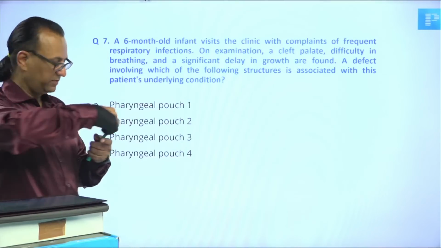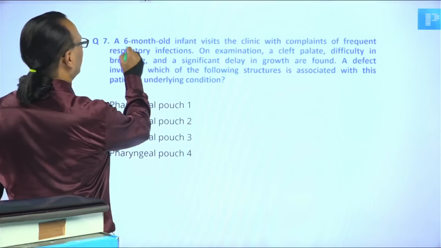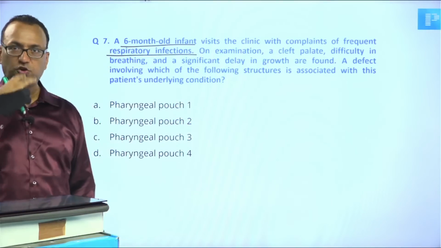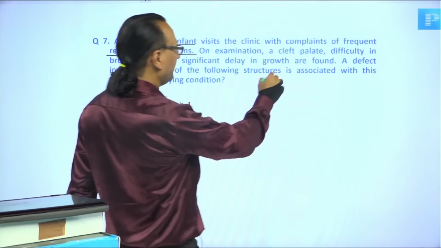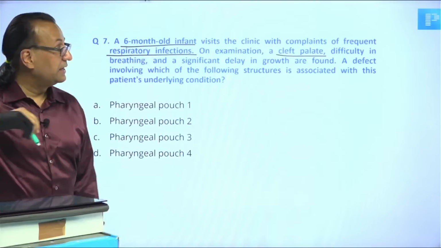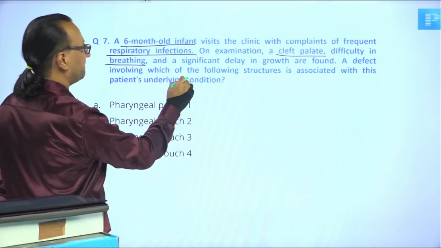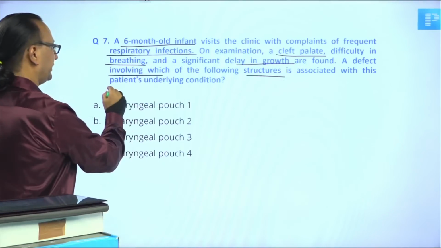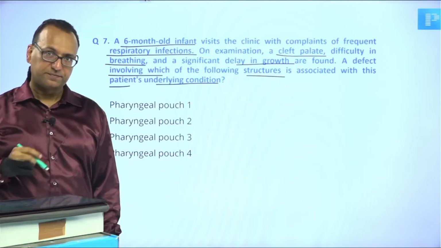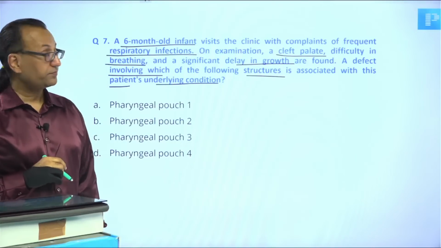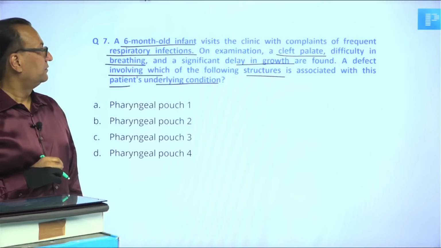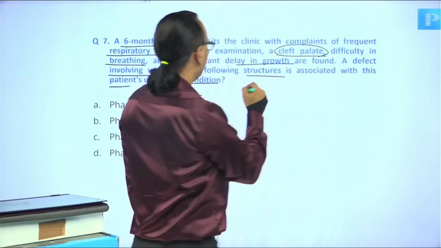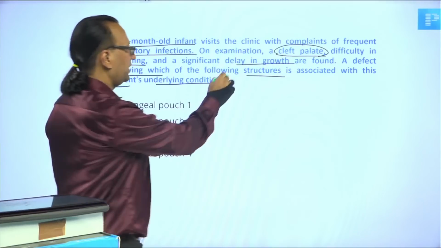A 6-month-old infant, in clinic, complains of frequent respiratory infection. Respiratory, URI or LRI? Not given. Cleft palate, so must be URI. Difficulty in breathing, delay in growth, defect involving which of the following structures? Patient's underlying condition. Now this is a vague question. 6-month-old infant, frequent respiratory infection, cleft palate gives some idea, but then difficulty breathing, delay in growth maybe.